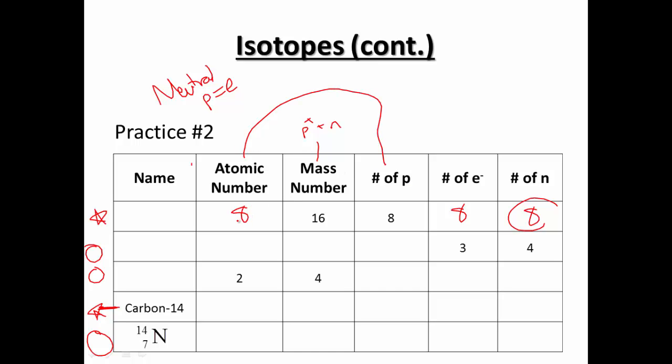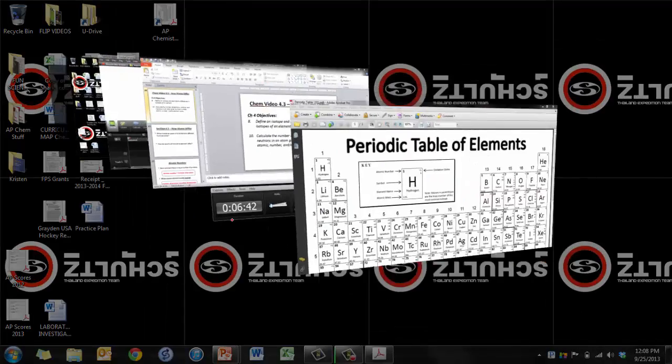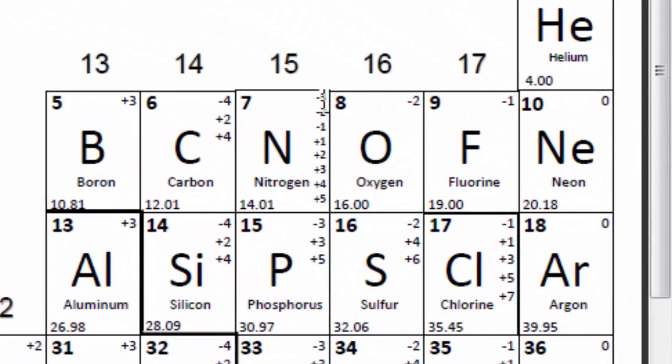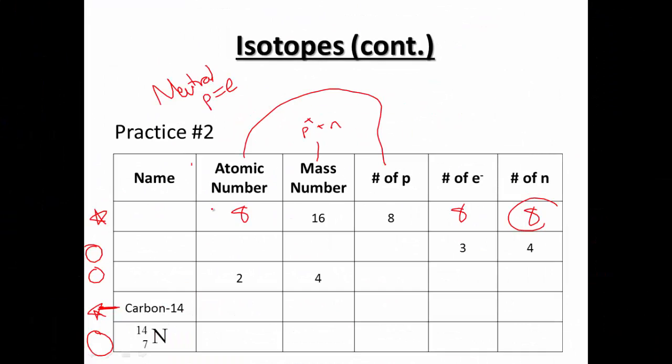And let's look up what this is then. If the atomic number is 8, 8 is oxygen. Okay? So this is oxygen. And then we're going to put the mass number in a hyphen at the end there. Oxygen-16, because the mass number is what we put on the end here.